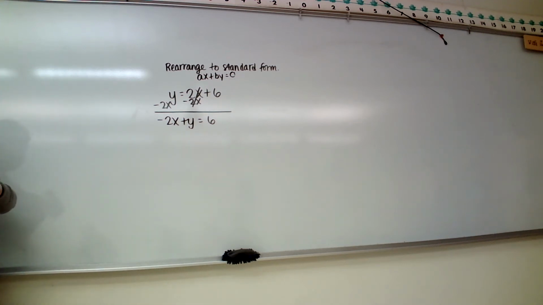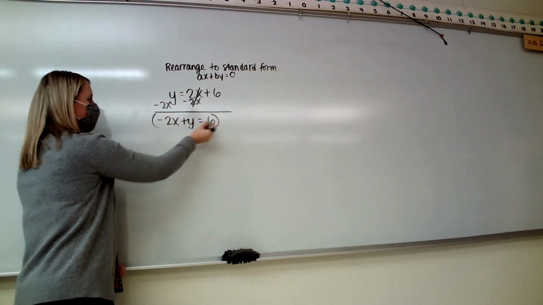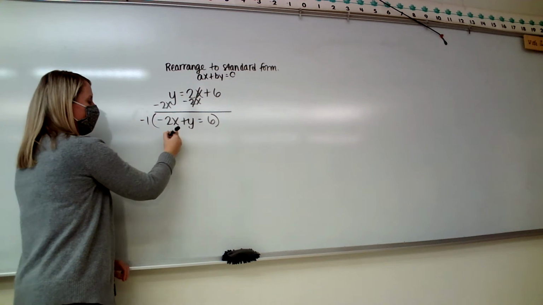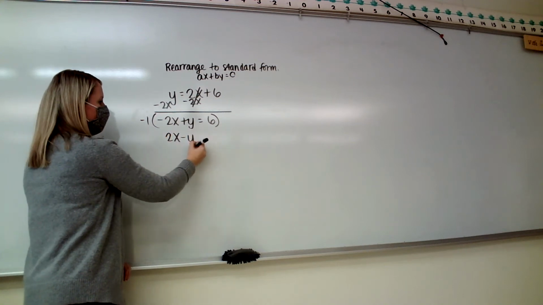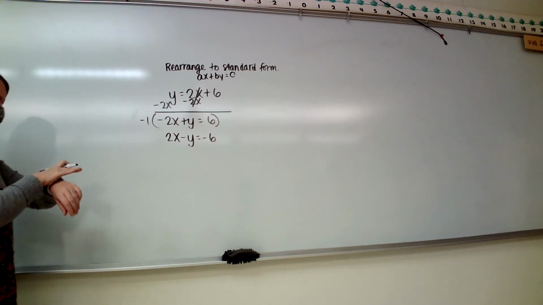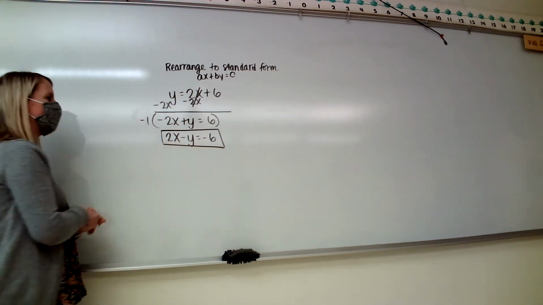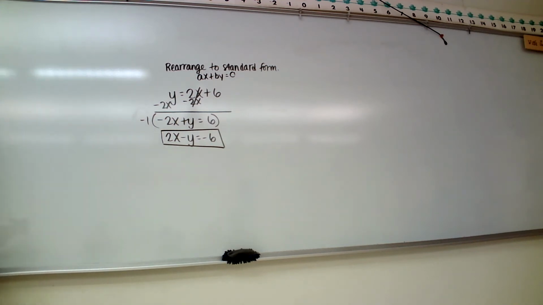And then I just think about my rules. Unfortunately, I have to kind of take care of this because I can't have that negative there. So I'm going to multiply everything by negative 1 to get 2x minus y equals negative 6. So we're going to be doing this a lot once again, going from one form to the other. And we do that with standard form quite a bit. So let's look at one in point slope.